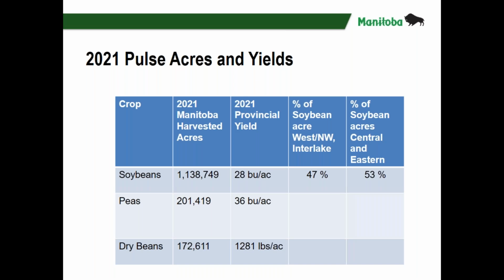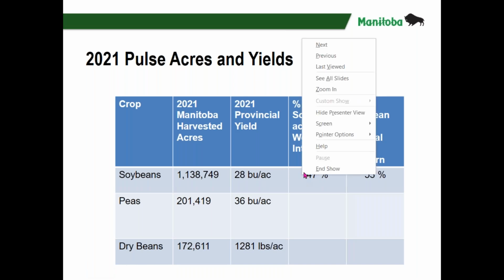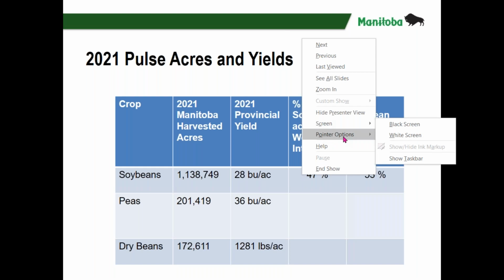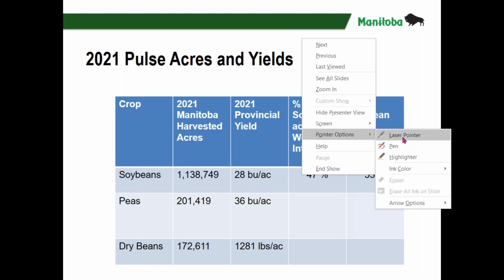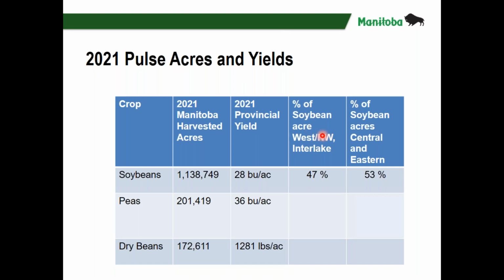What is interesting, again, when you look at the percent of acres in the province, if you look at the western side of the province, west, northwest, Interlake, so basically everything west of Morden, west of Portage, upwards toward and then north of Stonewall up to Arborg, that would be about 47% of our acres. The central and eastern areas would include about 53%. So those numbers have been bouncing around a little bit.